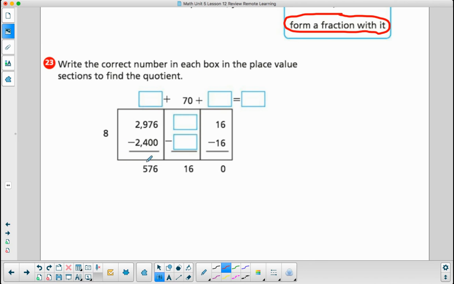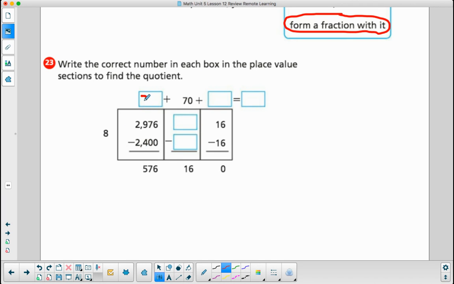I have a rectangle. The rectangle is 2,976. The width is 8. What's my length? What times 8 is going to give me 2,976? Well, they're subtracting 2,400. So now I have to think of how do we get that number? Well, we multiply. What times 8 is 2,400? Well, I know 3 multiplied by 8 is 24.